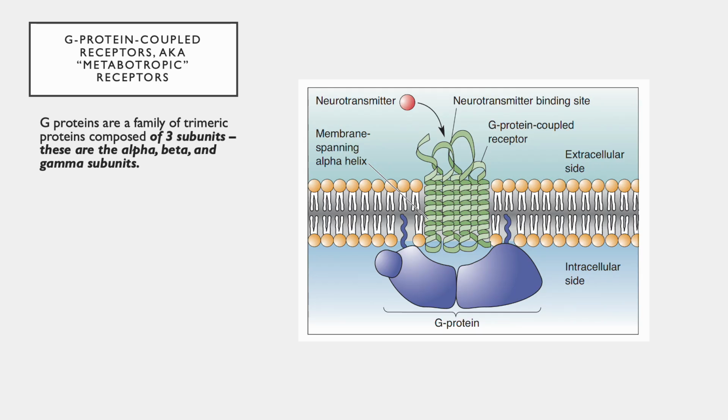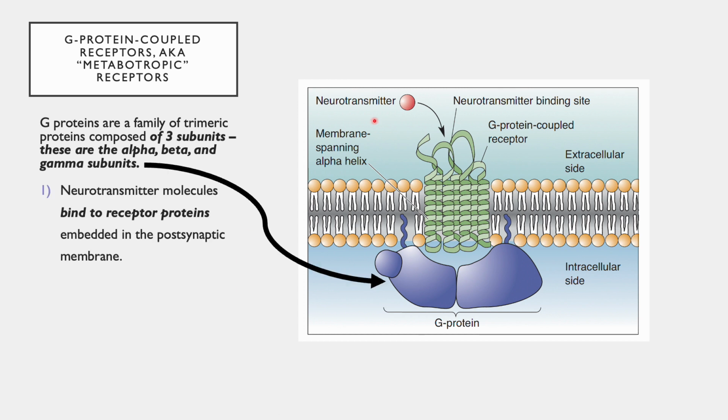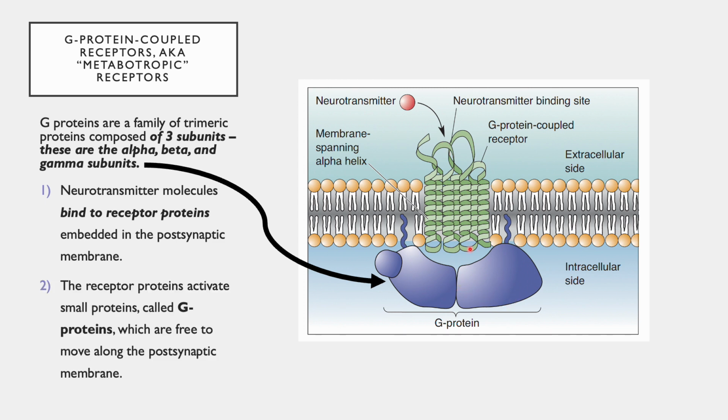So let's walk through this together. As I noted previously, G proteins are made up of 3 subunits, including the alpha, beta, and gamma subunits. Here is our G protein shown here in blue. The G protein is anchored into the phospholipid membrane by these lipid anchors. So when a neurotransmitter, such as this red one here, comes and binds to the G protein receptor, it's going to induce conformational change, in which this protein is going to change its shape. The receptor proteins then activate these small G proteins, which are free to move along the postsynaptic membrane.